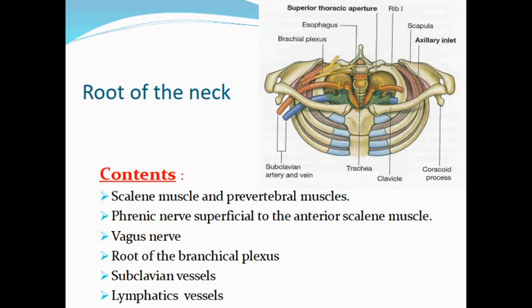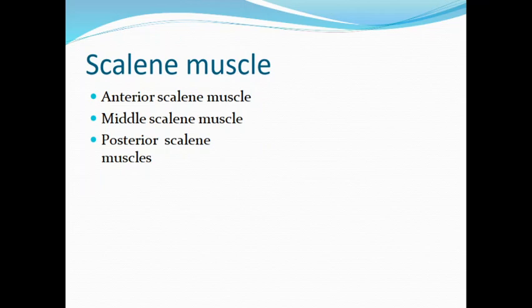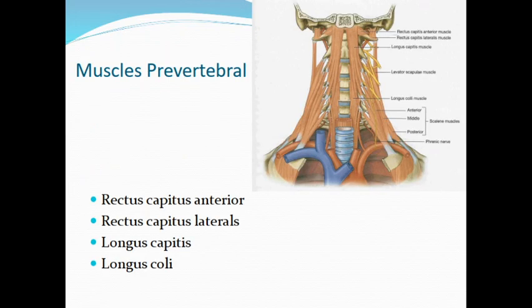So the contents are as follows: scalene muscle and prevertebral muscle, phrenic nerve superficial to the anterior scalene muscle, vagus nerve, root of the brachial plexus, subclavian vessels and lymphatics. Now scalene muscle, which is the content of the root of the neck. The muscles are anterior, middle and posterior scalene muscles. So the next content is the prevertebral muscle. So in the image you can see the prevertebral muscles. They are rectus capitis anterior, rectus capitis lateralis, longus capitis and longus colli.